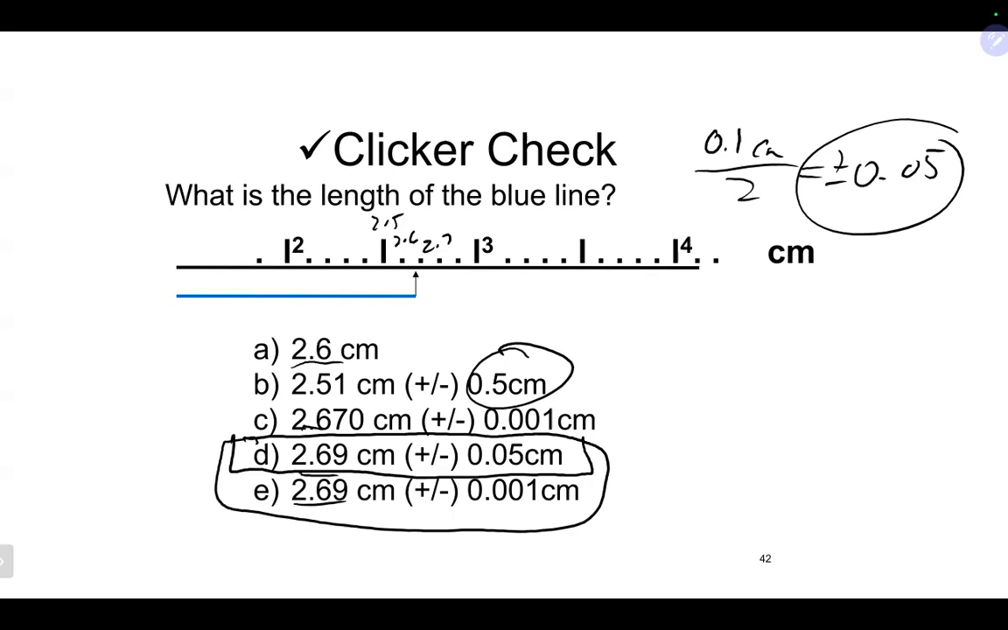The smallest marking in this case is 0.1 centimeter, because between the 2 and the 3 there are 10 markings, if you count all those little guys. And each of those markers is 0.1 centimeters. So if you counted from the circle right here, that would be 2.1 all the way over to 3, if you get to these markings. Other questions?